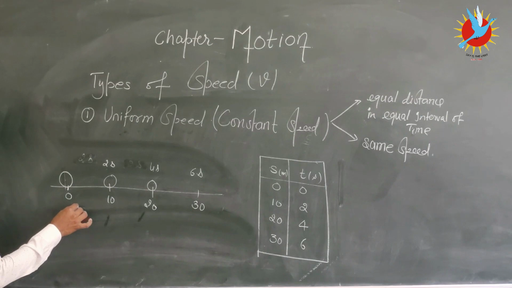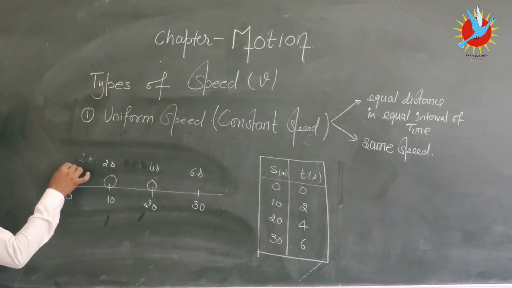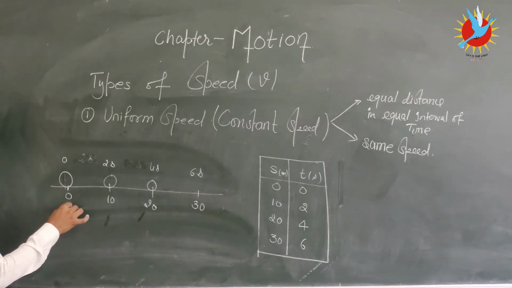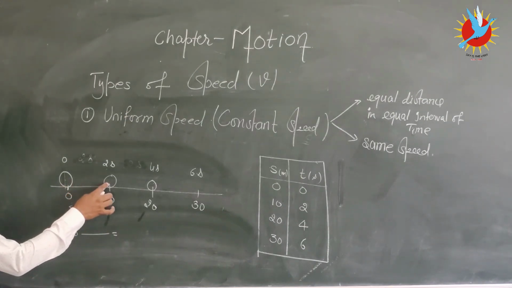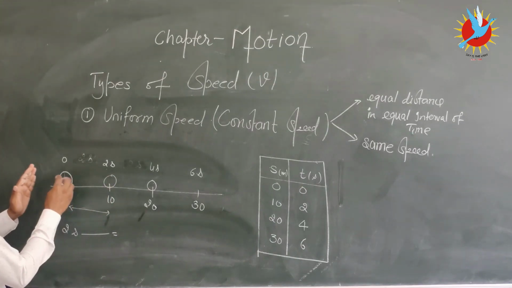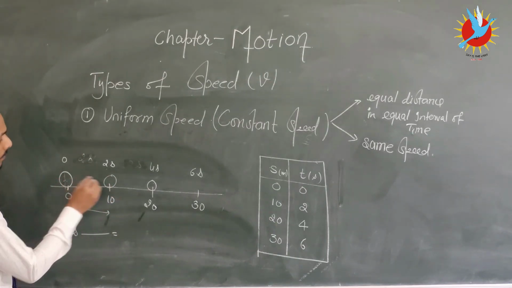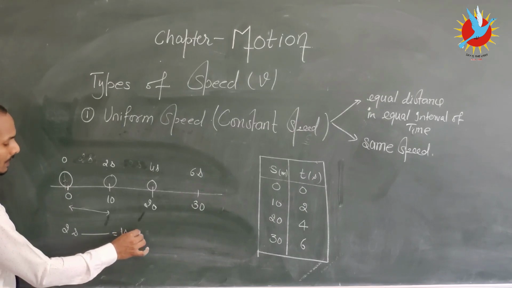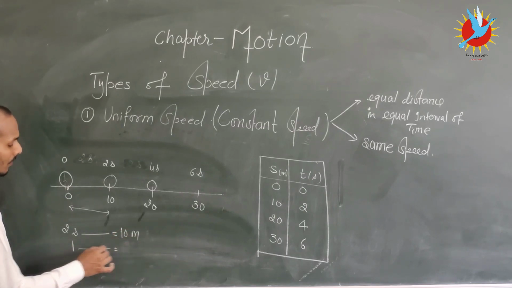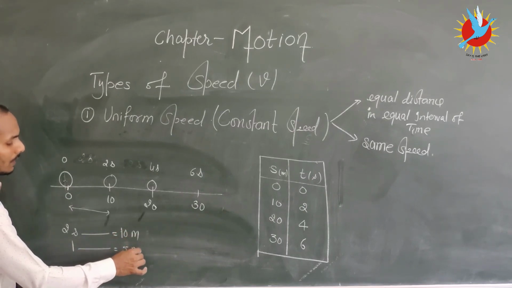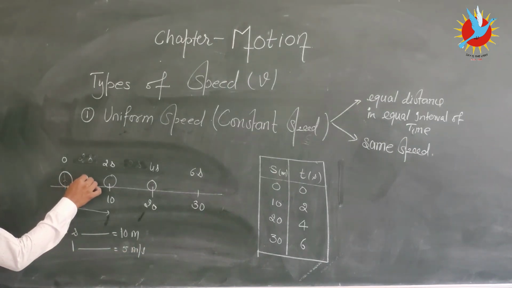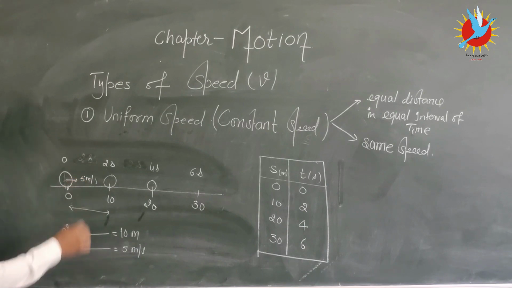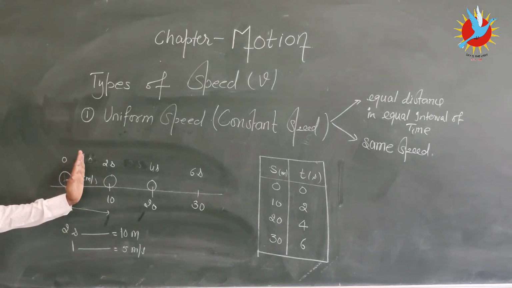Then how much distance did it cover in the first interval? In the first interval of time, it means in the first 2 seconds, it covers how much distance? The first time interval is 2 seconds, and the distance is 10 meter. It means how much distance does it cover in 1 second? 5 meter per second. Then its speed is 5 meter per second. It means it is moving with the speed of 5 meter per second.